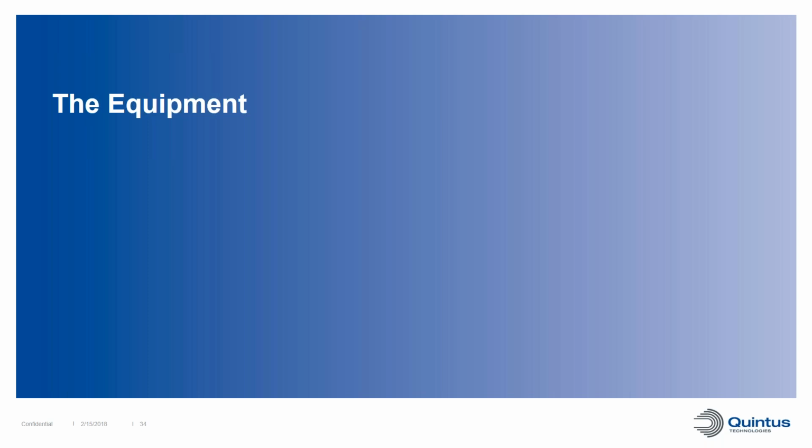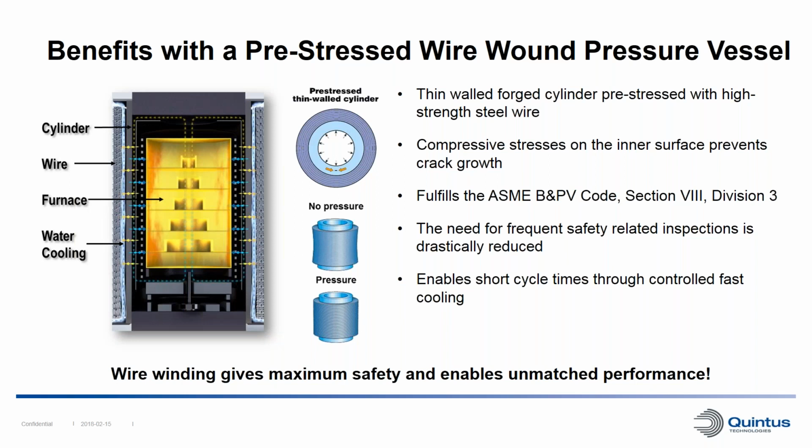Now I will continue to talk a little bit more about the equipment and how we design our equipment with the wire winding technology. As I mentioned in the beginning of the presentation, Quintus has the wire winding technology, which was developed already in the 1950s as a way to withstand the high pressure. The pressure vessel is built from a thin-walled cylinder, as you can see in the pictures here, and is pre-stressed with a high-strength steel wire around the pressure vessel.